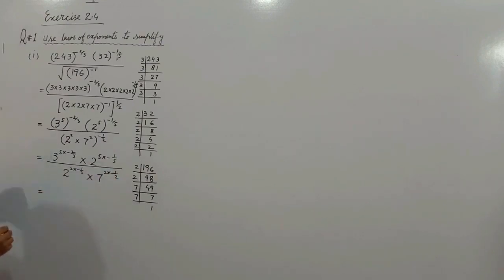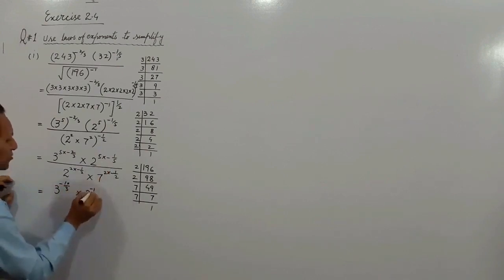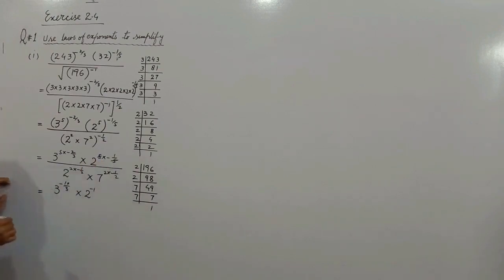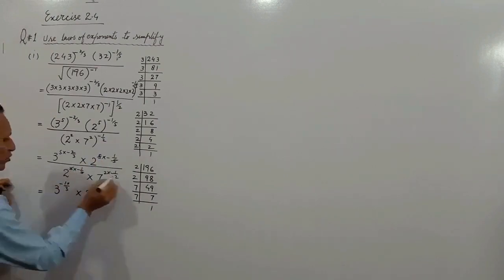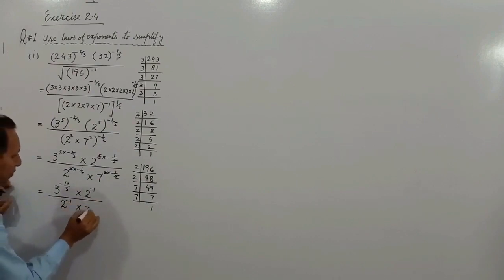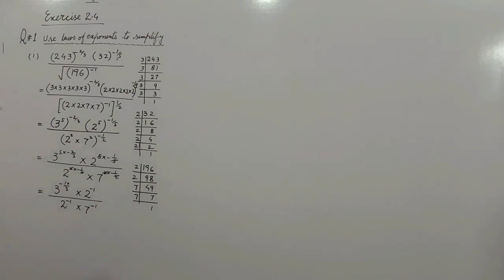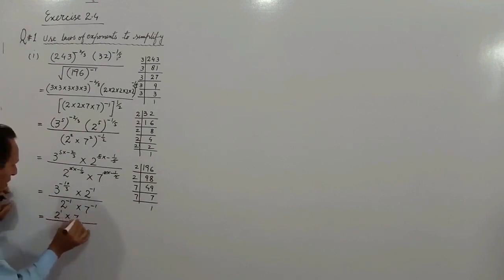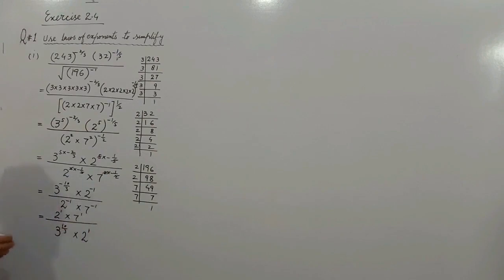In the next step, 3 raised to power minus 10 by 3 multiply 2 raised to power minus 1. Why? Because 5 and 1 by 5 are reciprocals, so the 5s cancel. So 2 and 2, as well as in the 7 power 2, are cancelled. So it becomes 2 raised to power minus 1, 7 raised to power minus 1. Now we apply the law of quotient power with the same base to make all the powers positive in the numerator as well as in the denominator. So it becomes 2 raised to power 1, 7 raised to power 1, 3 raised to power 10 by 3, multiply 2 raised to power 1.